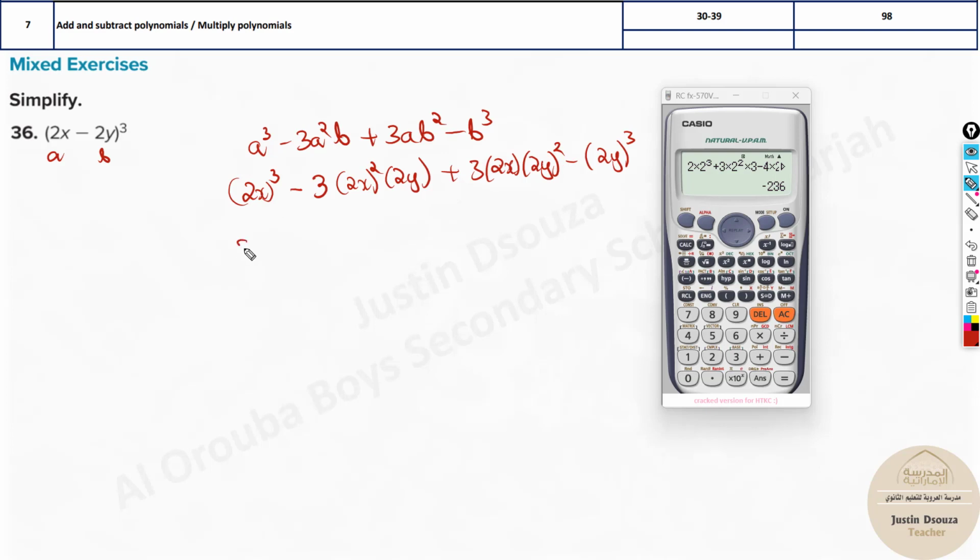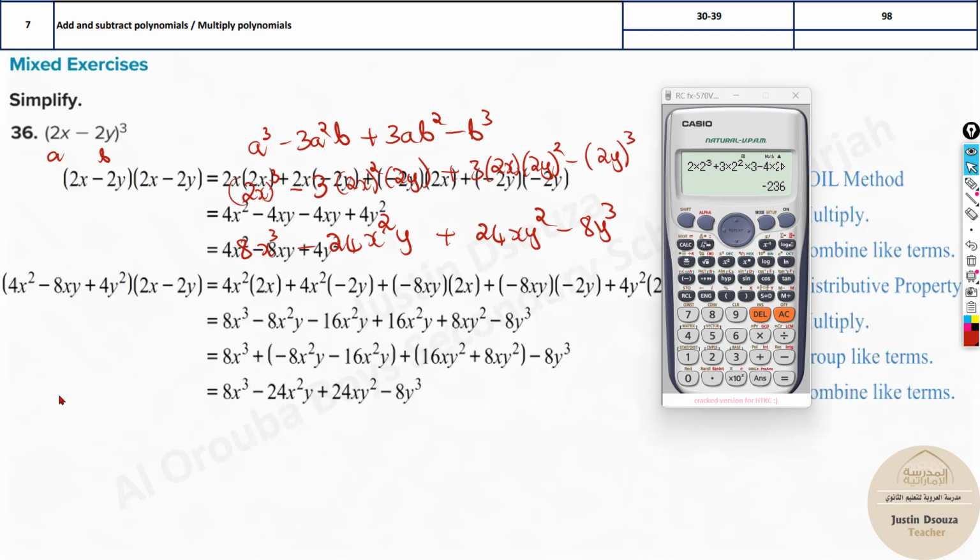2 to the power 3 is 8, so 8x cube minus, here 2 square is 4, 4 times 2 is 8, 8 times 3 is 24, yeah, 24x square y plus 3 times 2 is 6, 2 square is 4, 4 times 6 is 24, xy square minus 8y cube. This would be the final answer. Let's just check. Yes, that's the answer, right? 8x cube minus 24x square y plus 24xy square minus 8y cube.